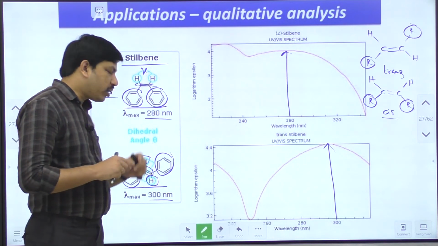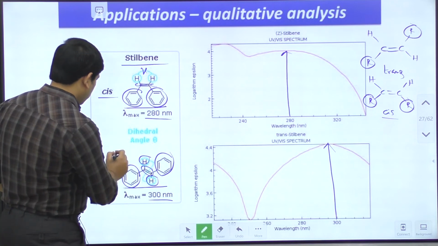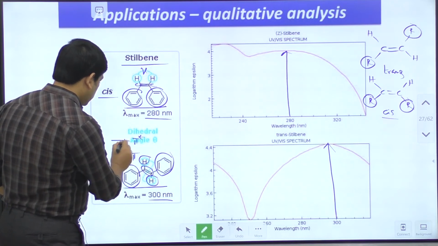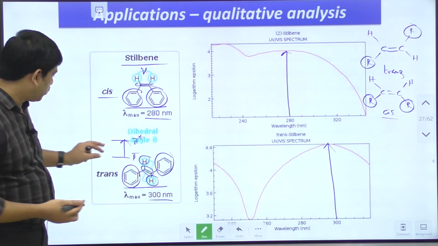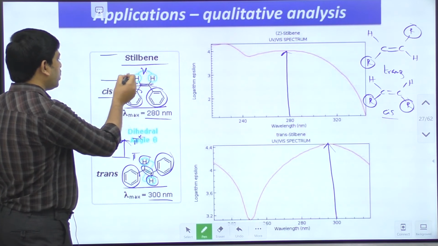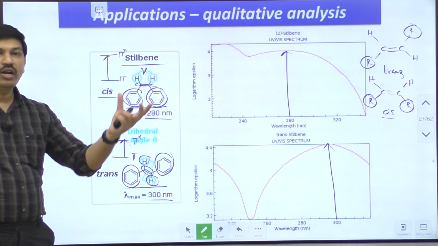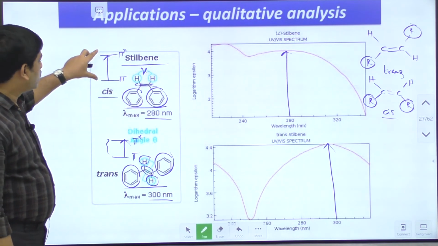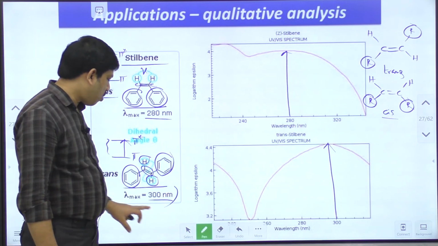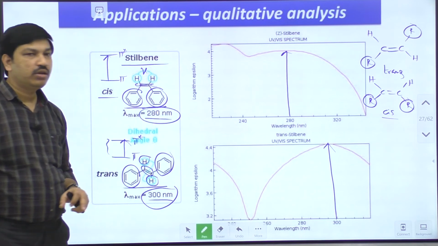So this double bond can easily excite the electrons from the pi bonding to the pi star anti-bonding. Here the pi to pi star transition is very easy. Very easy means we have a shorter energy gap between them, but here the energy gap is a little bit higher, so it is not that easy. We have to provide a little more energy. So here we need higher energy, there we need lower energy. Lower energy means longer wavelength, and higher energy means shorter wavelength.